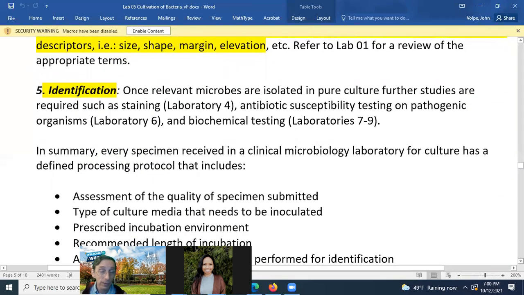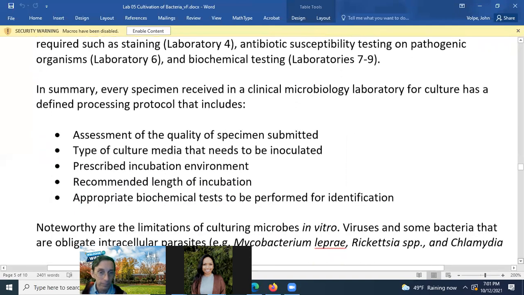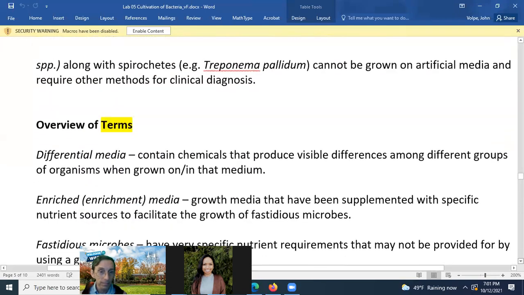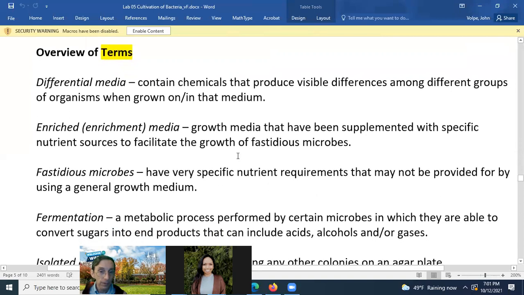And then last, you identify the pure culture. So if you have a species you think is causing the patient to be ill, you then run appropriate microbiology tests to try and identify that species. And these are the biochemical tests that we'll begin to talk about. All right, any question about any of that? So know the terms of this lab.